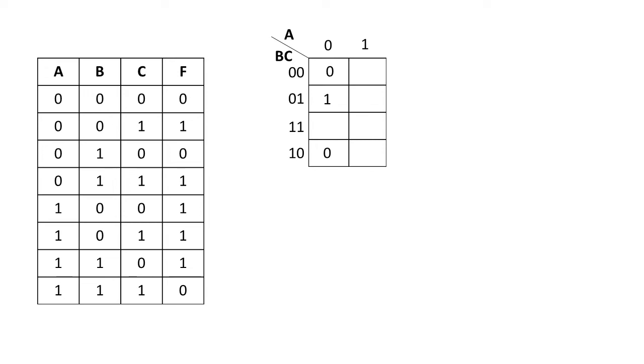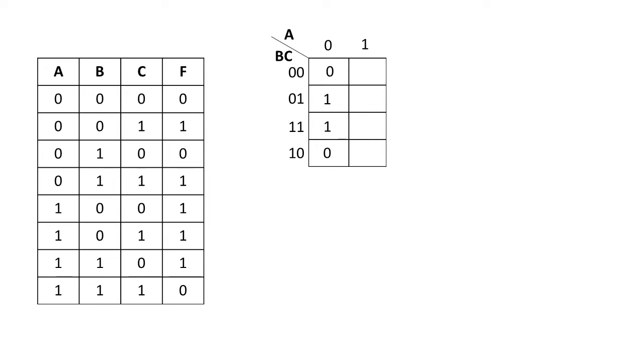Now let us observe the fourth row of the truth table. See, A0, B1, C1 and the function value is 1. So put the function value in this position. See, A0, B1 and C1.